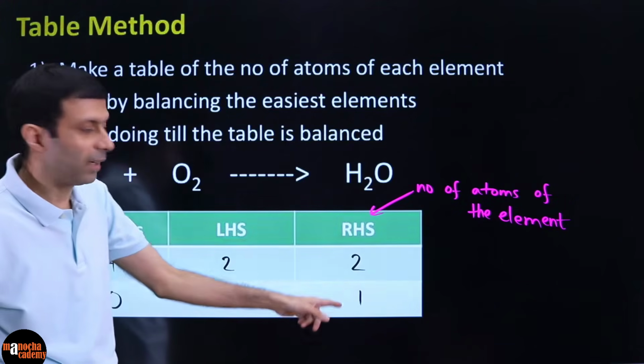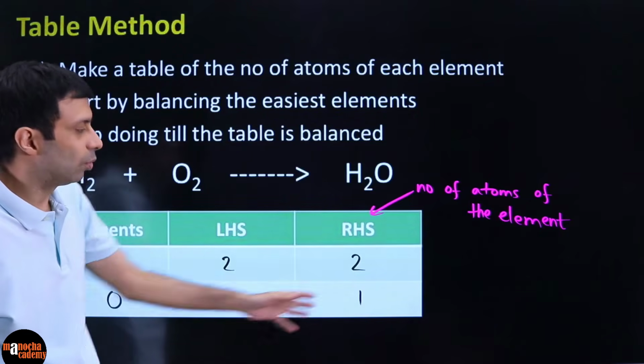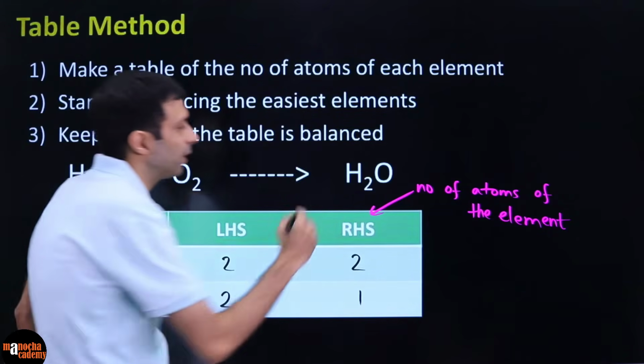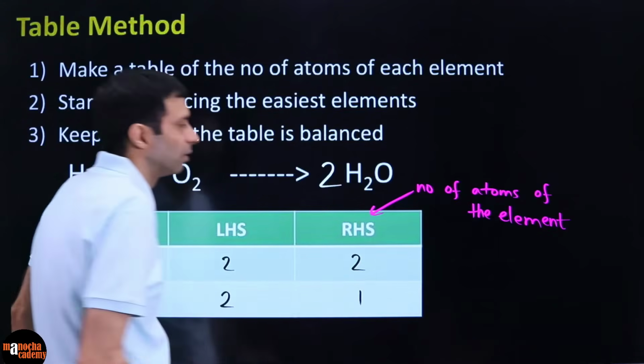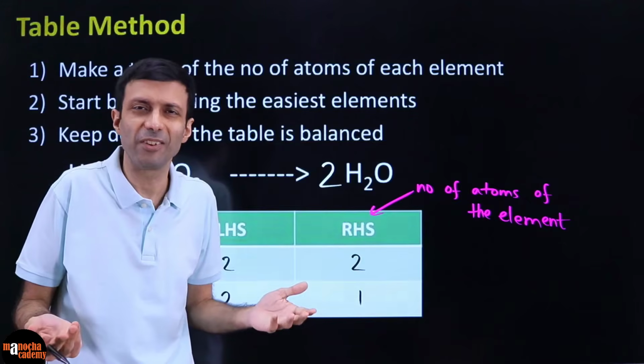So how do I, clearly I want to increase on the right hand side. So left hand side is 2, right hand side, if I want to increase, let me multiply by 2. Now some of you might say, why didn't I multiply by 3, 4 or 5? Why do you want to be so generous?